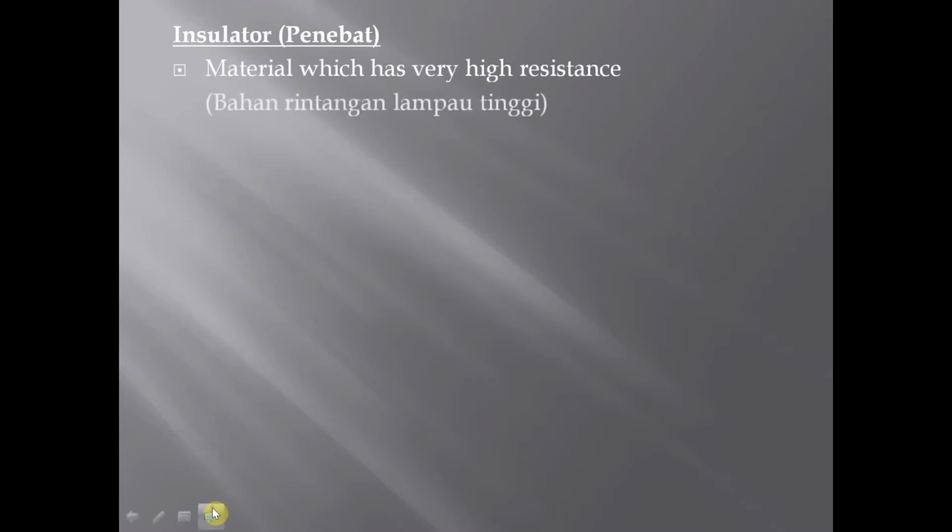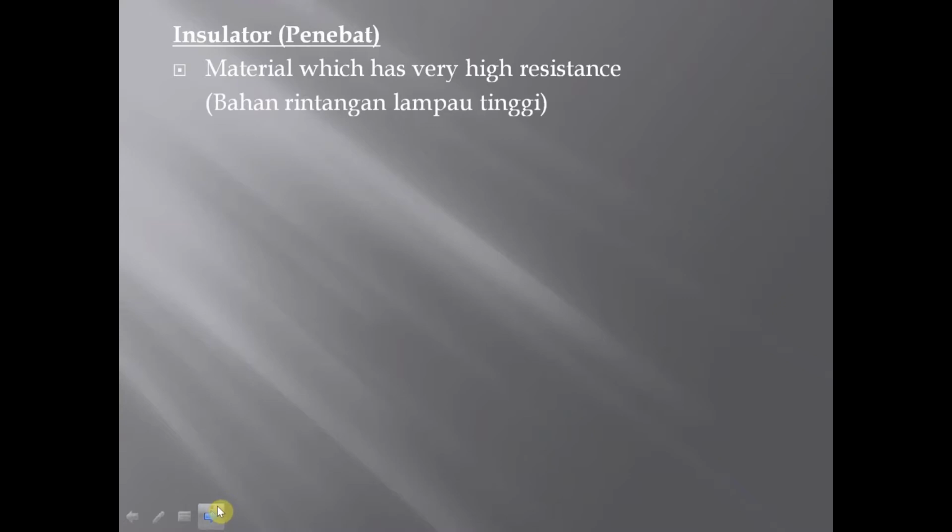Okay, not that true. Sebab penebat bukan bermakna dia langsung tak boleh mengkonduksikan electricity, tetapi dia susah. That's why the proper definition is supposed to be material which has a very high resistance. Very high resistance means very difficult to go. Okay, rintangan yang lampau tinggi. Maksudnya apa? Dia sememangnya susah nak mengalirkan arus.